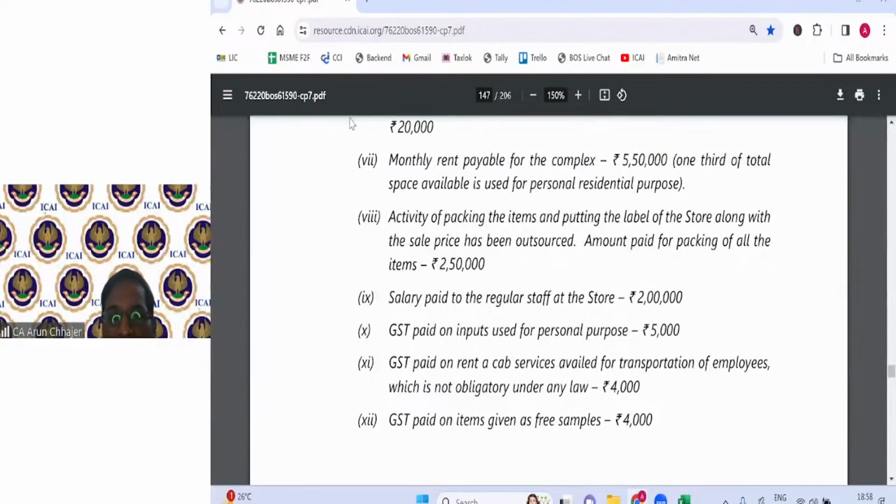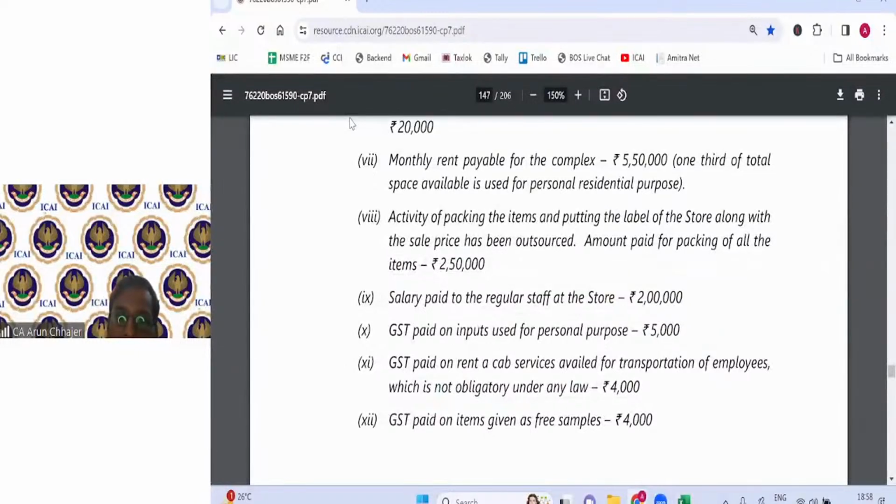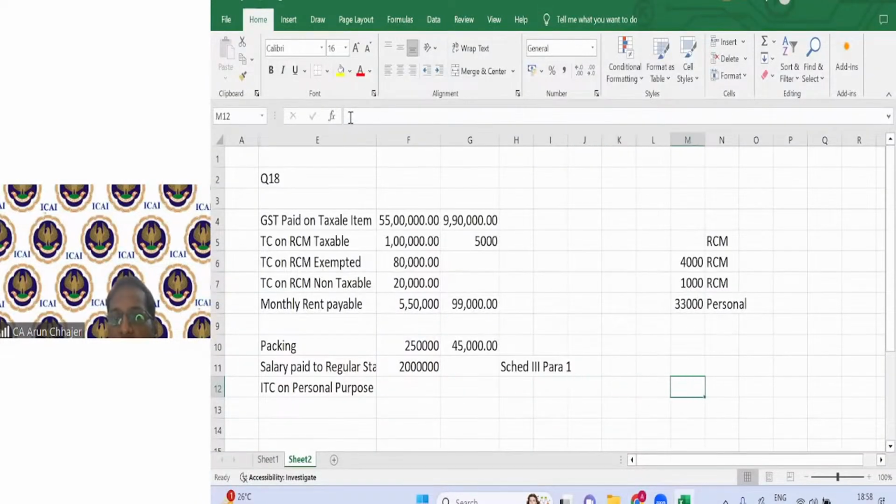Now, GST paid on input used for personal purpose. ITC on input for personal purpose. How much? 5,000. Can we take the ITC? Answer is no. We know we can't take the ITC, but I'm adding here so that I can calculate my total ITC. तो फिर तो मुझे ये भी ऐड करना पड़ेगा ना, राइट? एक बार तो मुझे ऐड ही करना पड़ेगा ना.